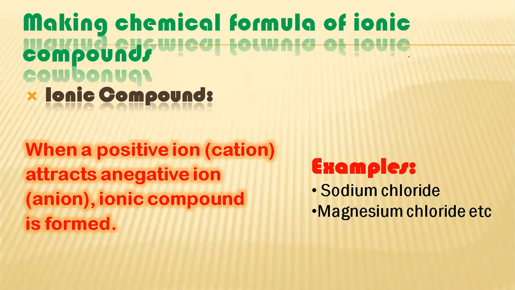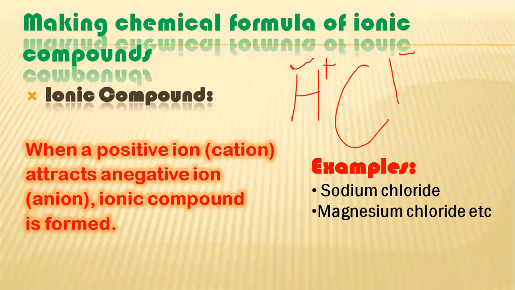How will we make chemical formula of ionic compounds? As we have seen before, when in two elements one is having positive charge and other is having negative charge, it means that they are ionic compounds. How do we know that? One is called cation, this one, and one is called anion, this negative one. Ionic compounds are, for example, sodium chloride or hydrogen chloride, and then magnesium chloride, etc. Because hydrogen loses one electron and chlorine gains one electron.